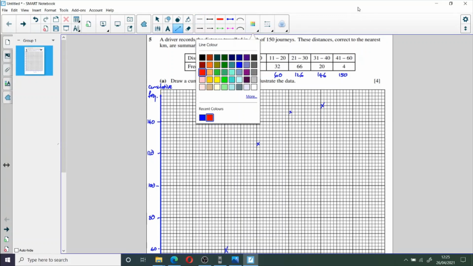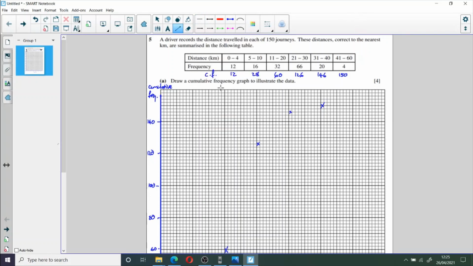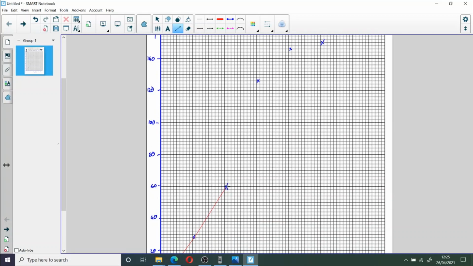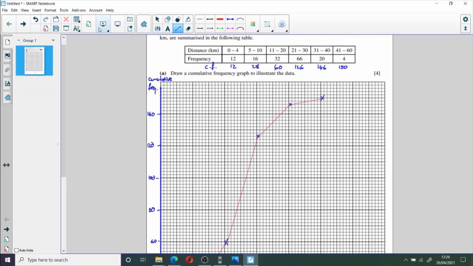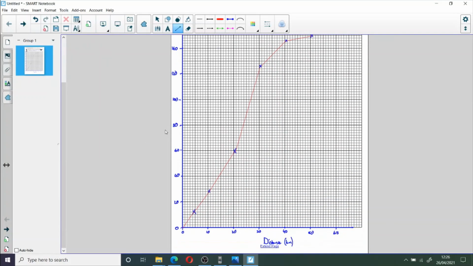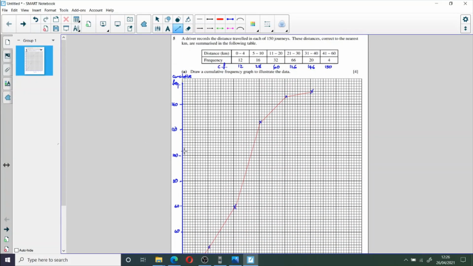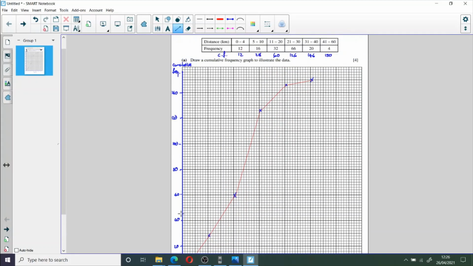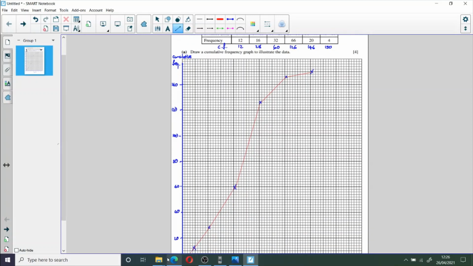Remember, if it says a cumulative frequency graph, you can use straight lines or curves, it's your choice. And it's always a little bit safer to stick with lines because it leaves less room for error. And there we go, there's our cumulative frequency graph. You'll notice I've started from 0 and not negative 0.5 because we can't have a negative distance here in the context of the question.